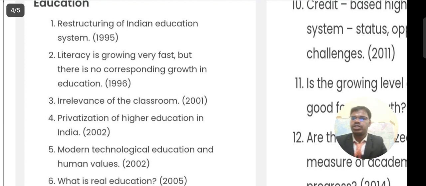First of all, restructuring of the Indian education system. Now in education, the budget allocation is also very less, and politically also there were so many influences. That's the reason we now have to restructure the Indian education system, and that is called the National Policy on Education. It came out recently.